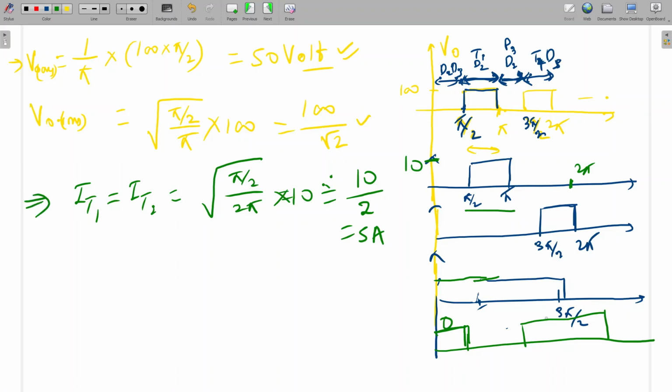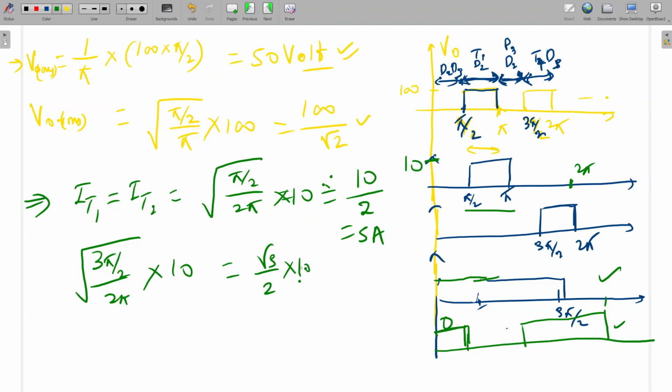Now you can calculate for this one also in the same way: 3 pi by 2 divided by 2 pi, into 10. So this will be how much? Under root 3 by 2 into 10. So 5 root 3 it will be, I think, for ID2.